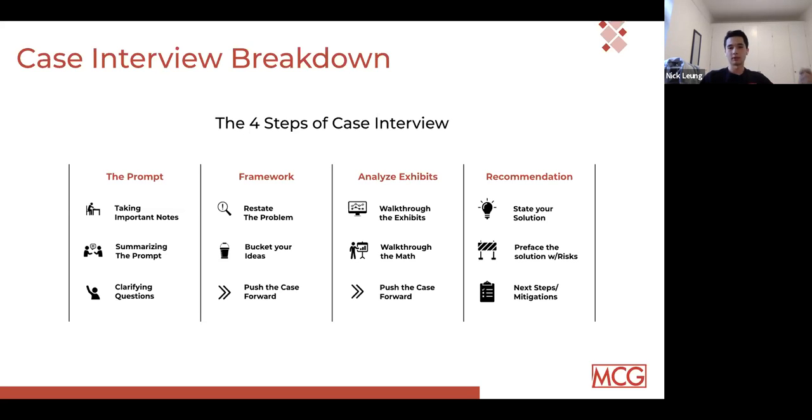And then lastly, the recommendation, which we said we can break down into 3 steps. 1, state your solution, so whatever the overarching recommendation is. 2, preface this with risks. So whatever risks, whether it be lack of data or something that came up in the exhibits, make sure you preface your recommendation with these risks. And then lastly, use next steps as a way to mitigate these risks. So basically, we can mitigate the risks that I was previously talking about by pursuing step X next.